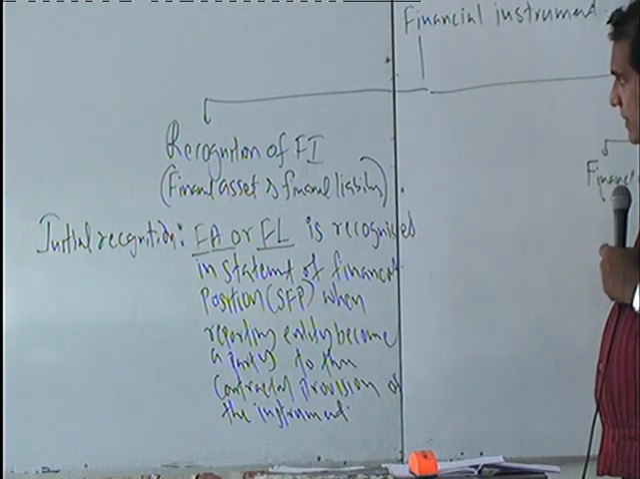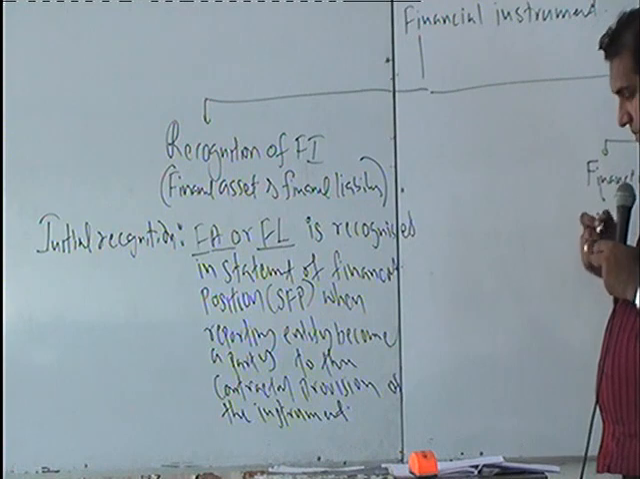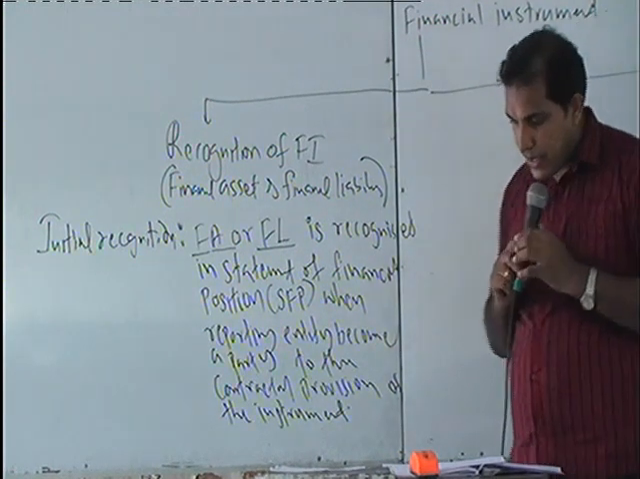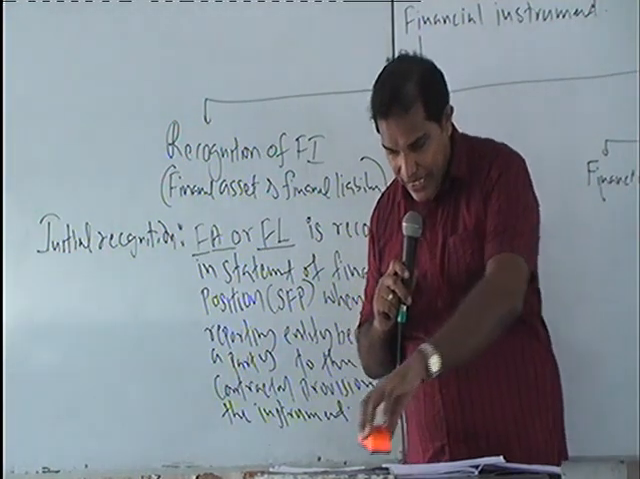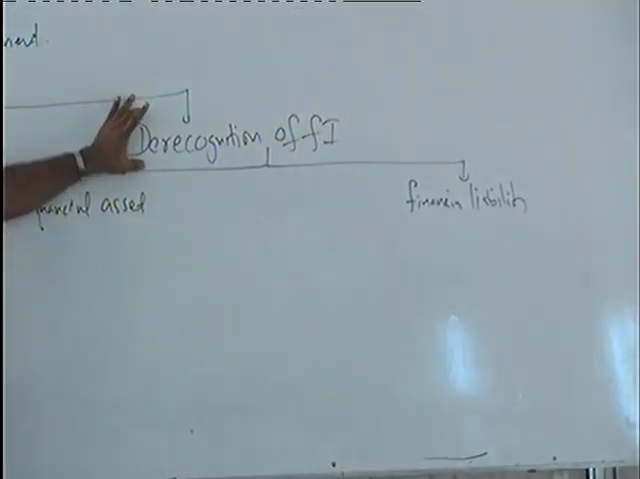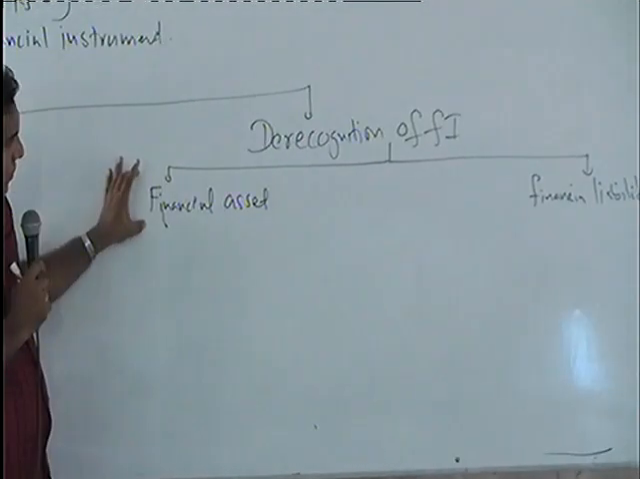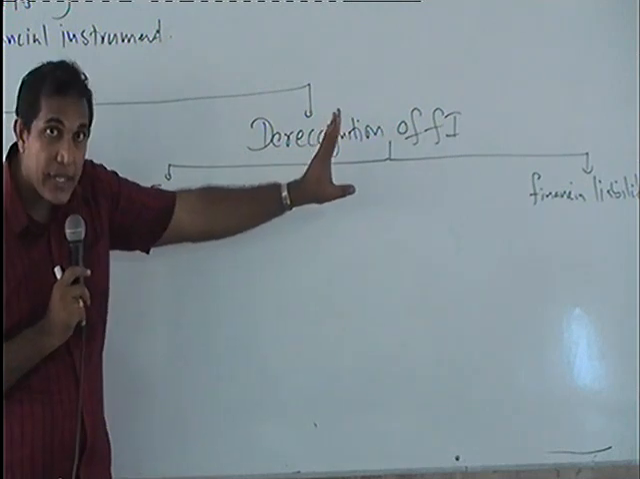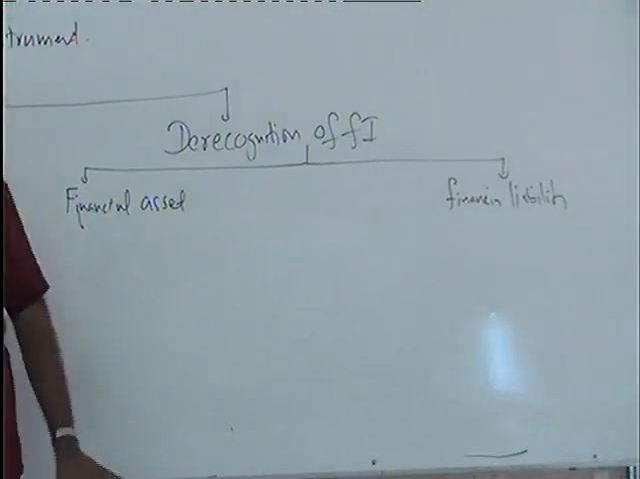Then we'll talk about derecognition of financial instrument. Divide this one into two: financial asset and financial liability. Take this down quickly.